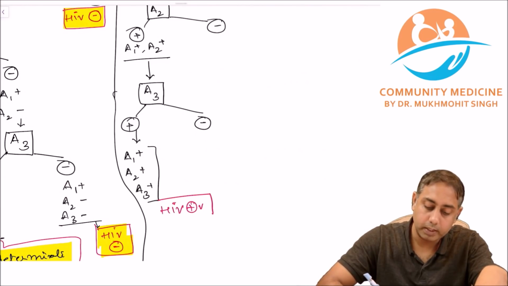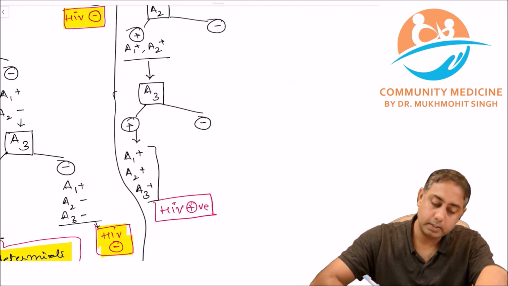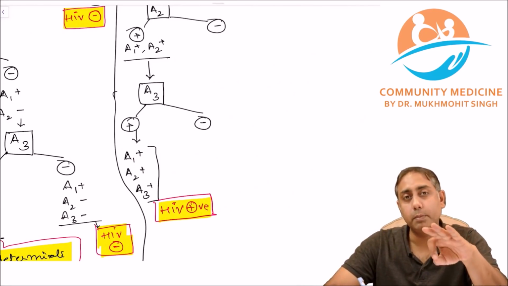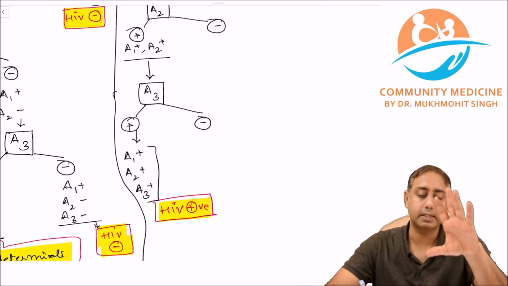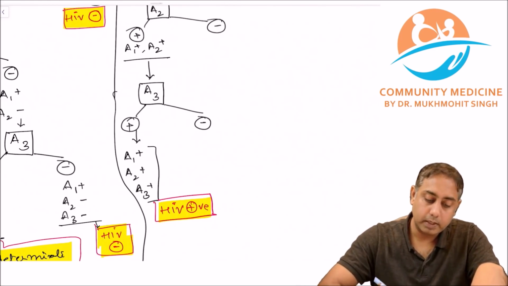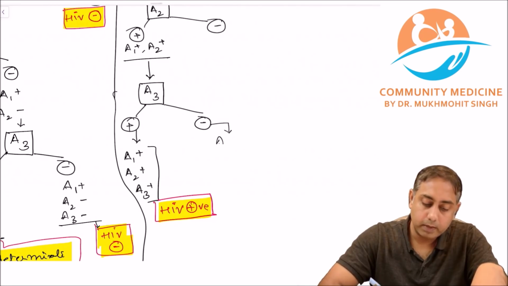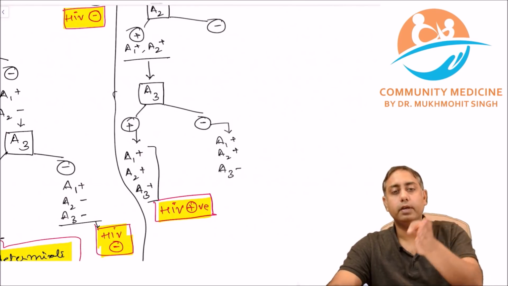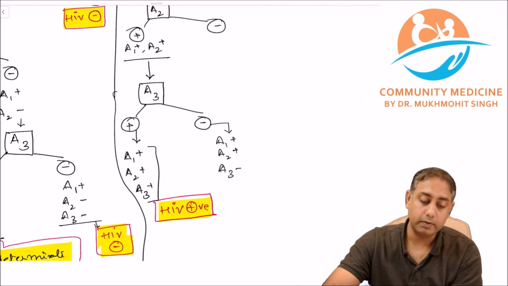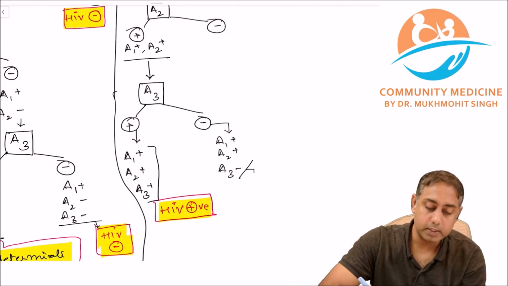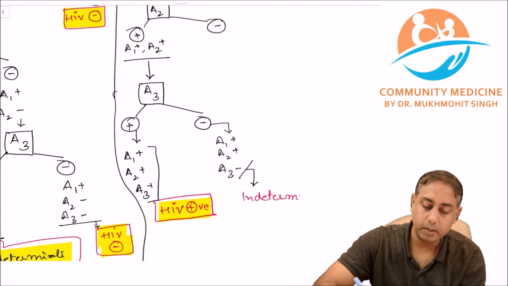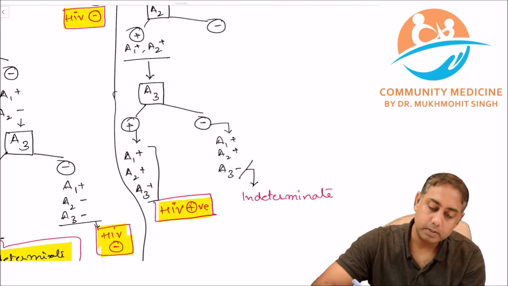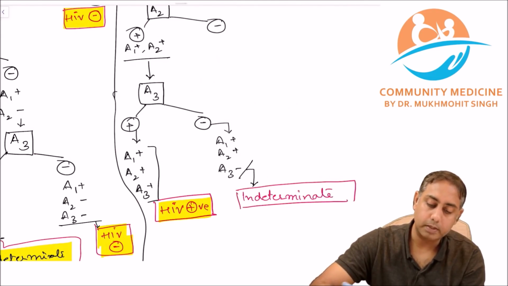Now this patient with everything positive is known as HIV positive. Unfortunately, it is declared as HIV positive. So asymptomatic HIV positive requires all three tests, A1, A2 and A3, to be positive. Now in case you have A1 positive, A2 positive and A3 negative, this patient is not known as HIV positive. This patient is known as indeterminate.